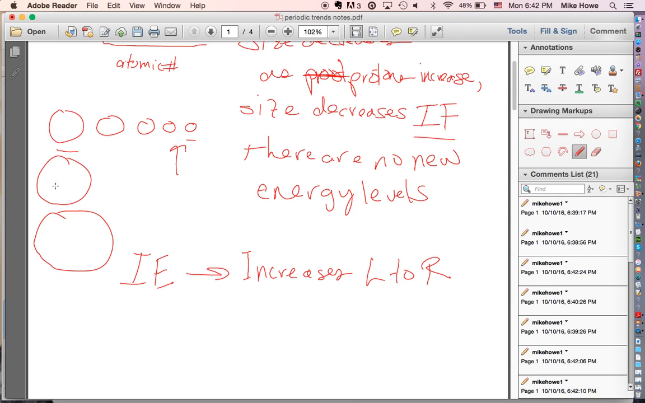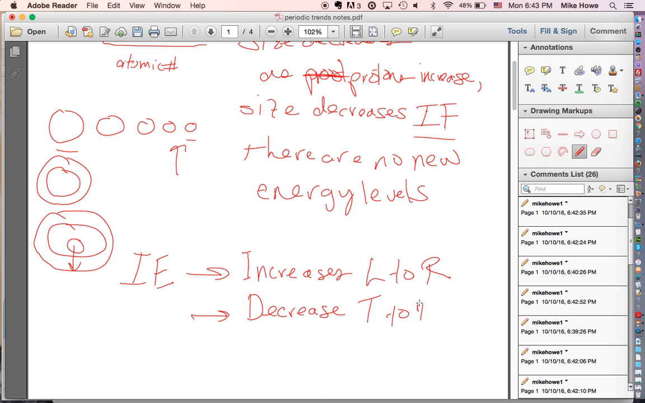But as you go down, remember as you add energy levels, I'll draw the energy levels in over here. As you add energy levels, the inside electrons are pushing on the outside electrons. So these guys on the inside are going to push the outside away. So what would happen to ionization energy as you go from top to bottom? It decreases, top to bottom.